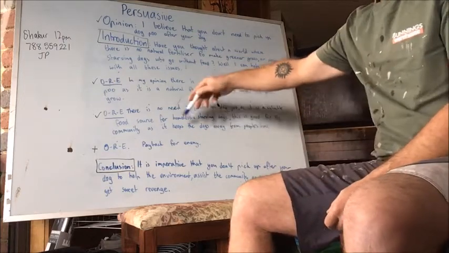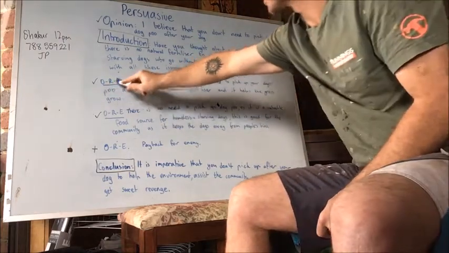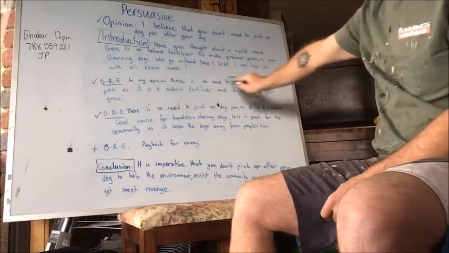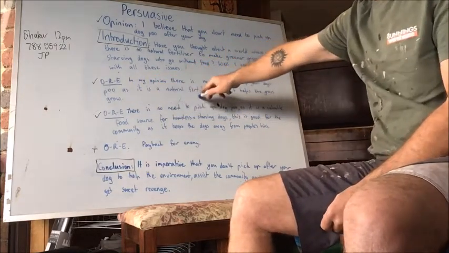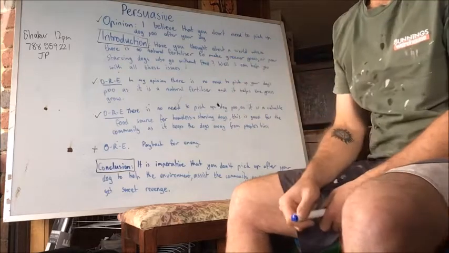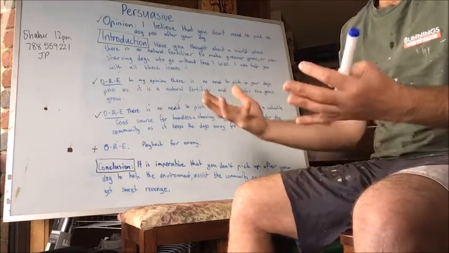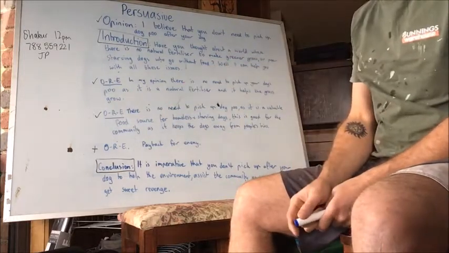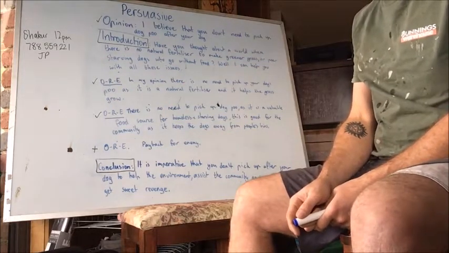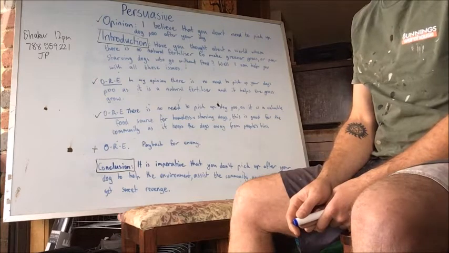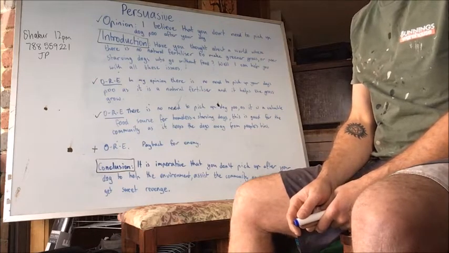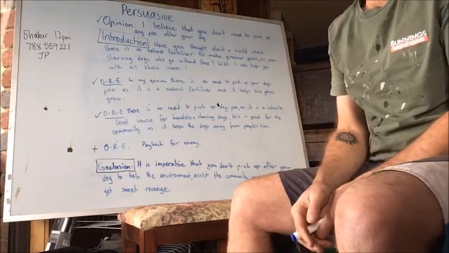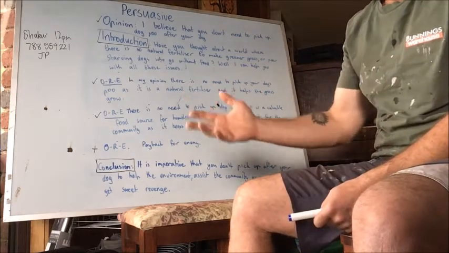So, these are the same as I did last week. So my first opinion, reason, example. Restated, in my opinion, there is no need to pick up after your dog's poo, as it is a natural fertiliser and it helps the grass grow. Okay, done. My second, restated my opinion, there is no need to pick up dog poo, as it is a valuable food source for homeless and starving dogs. This is good for the community, as it keeps the dogs away from people's bins. I did that last week, but that's my second one.